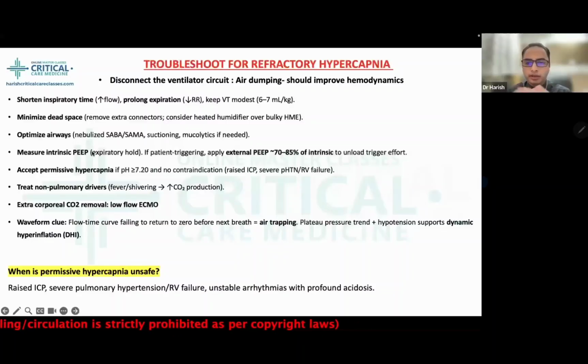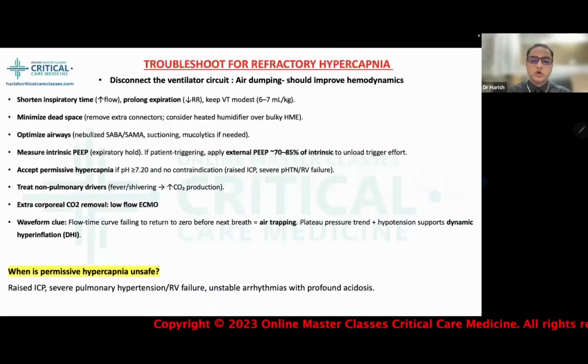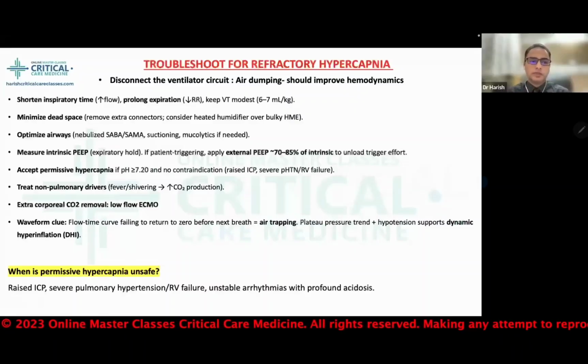Measure the intrinsic PEEP as I already told. Apply around 80% of the intrinsic PEEP as extrinsic PEEP, but that is only during spontaneous breathing. Accept the permissive hypercapnia. If you are not able to tackle this problem, and if pH is not compromised, that is more than or equal to 7.2, and there is no contraindication, like no raised ICP, no severe pulmonary artery hypertension, no RV failure, no ongoing arrhythmia, then we can accept this permissive hypercapnia.